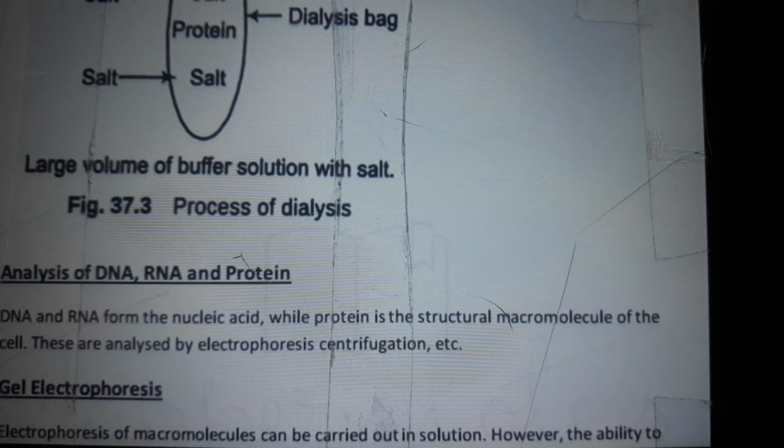And the analysis of DNA, RNA, and protein. DNA and RNA form the nucleic acid, while protein is the structural macromolecule of the cell. These are analyzed by electrophoresis, centrifugation, etc.